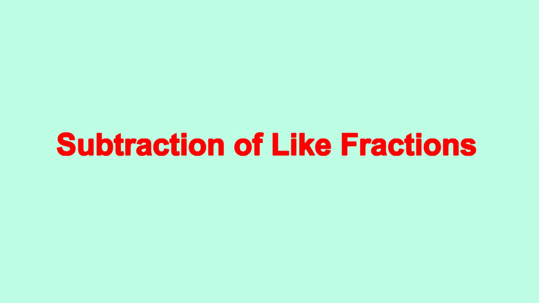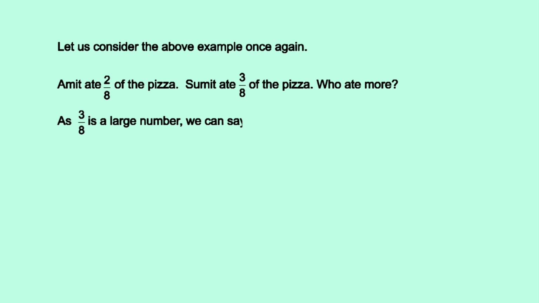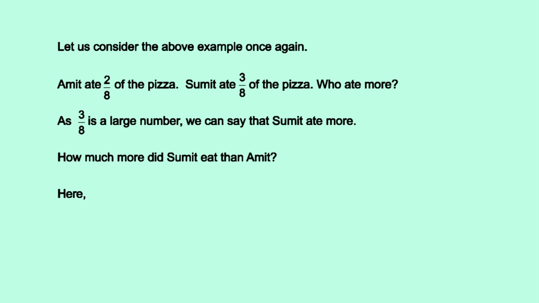Subtraction of like fractions. Let's consider the above example once again. Amit ate 2 by 8 of the pizza. Sumit ate 3 by 8 of the pizza. Who ate more? As 3 by 8 is a larger number, we can say that Sumit ate more. How much more did Sumit eat than Amit? Here, we need to subtract Amit's part from Sumit's part.